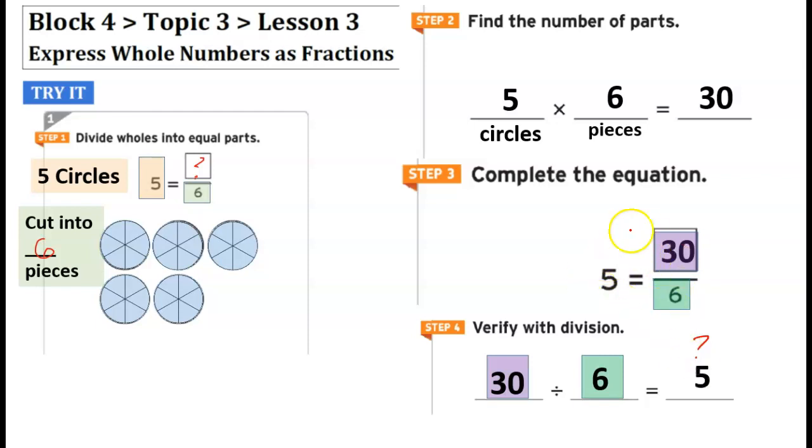This is also a great way for you to check. Let's say, for some reason, I had a brain fart and I said that it's 25, and I wanted to check to see if 25 was indeed the answer. So 25 divided by 6, would that equal 5? Obviously no, but this is a great way to check your answer to see if it is indeed correct.